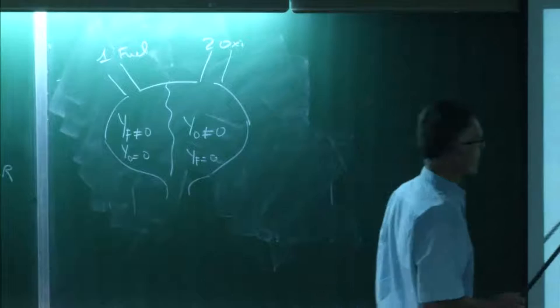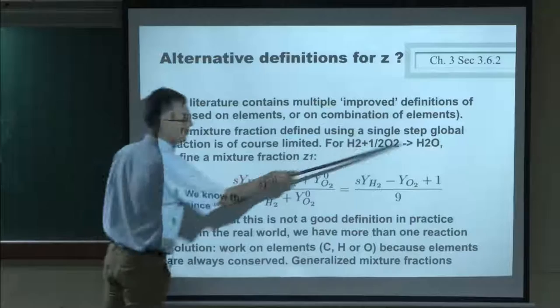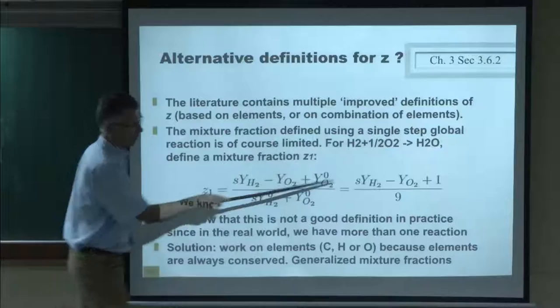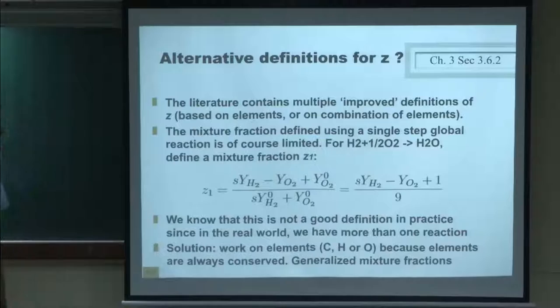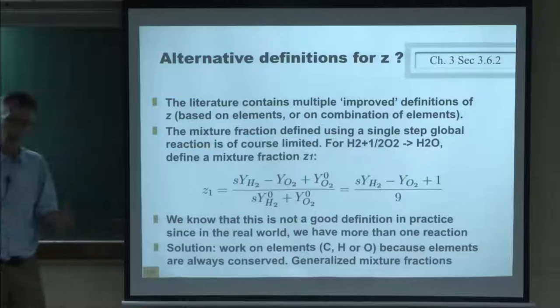We said, for example, that we need a single step reaction. So when we construct a mixture fraction for H2 plus O2 goes to H2O, we would say it's S YH2 minus YO2, and you normalize it the right way, where S is equal here to 8. And we know that this is not a good definition because H2 is diffusing so fast that if we would build an equation for Z1, we would not be able to have a mixture fraction for that guy.